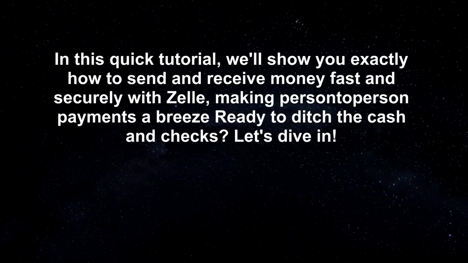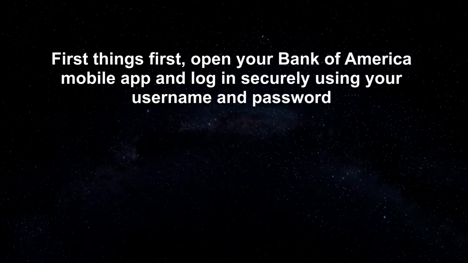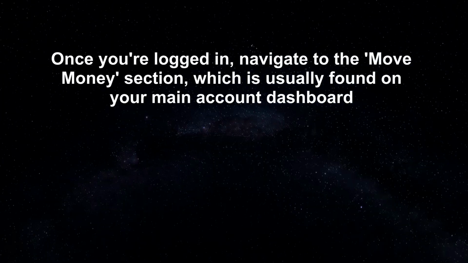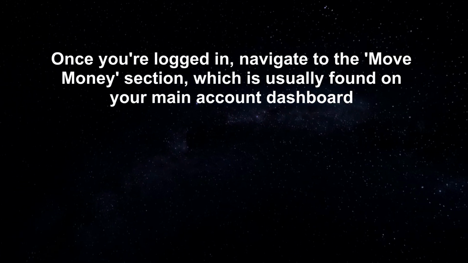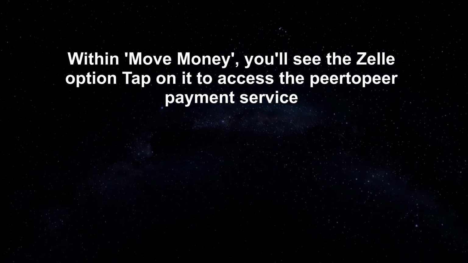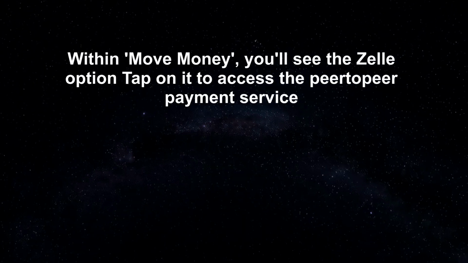Let's dive in. First things first, open your Bank of America mobile app and log in securely using your username and password. Once you're logged in, navigate to the Move Money section, which is usually found on your main account dashboard. Within Move Money, you'll see the Zelle option. Tap on it to access the peer-to-peer payment service.